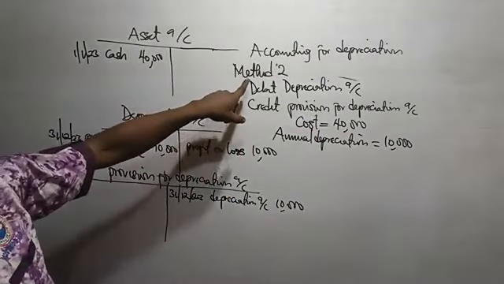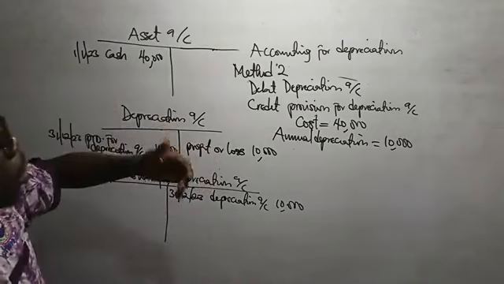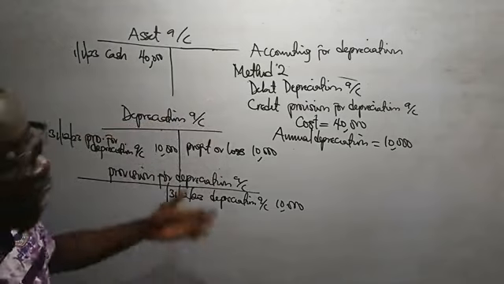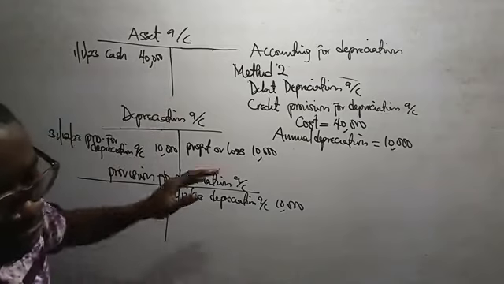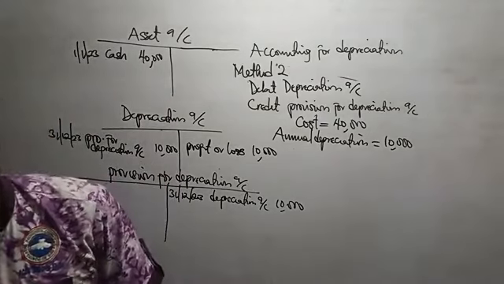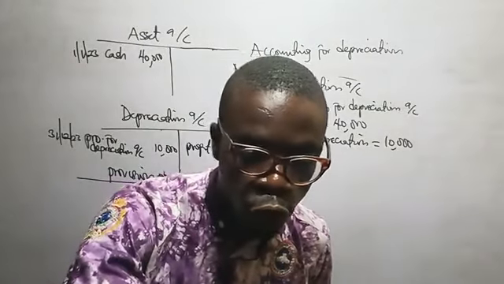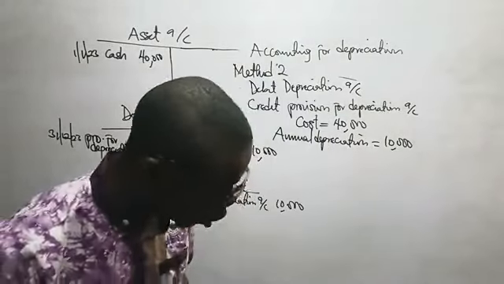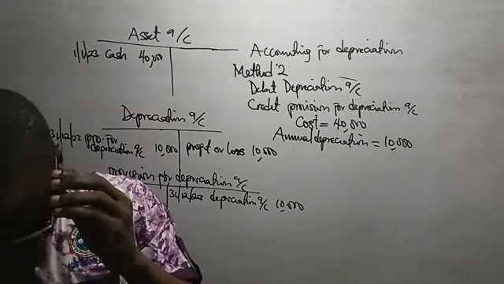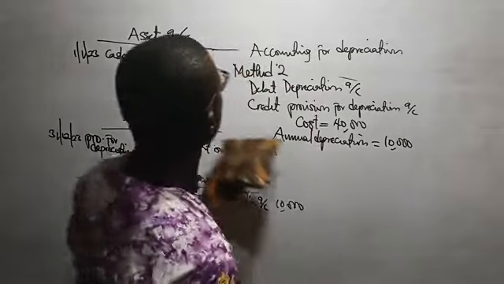You will see that in method 1, as the company is incurring depreciation, the value of that asset is reducing every year. But in this aspect, the value of the asset does not in any way reduce. And I've told us that method 2 is the most commonly used method. So let's go to disposal of non-current asset.